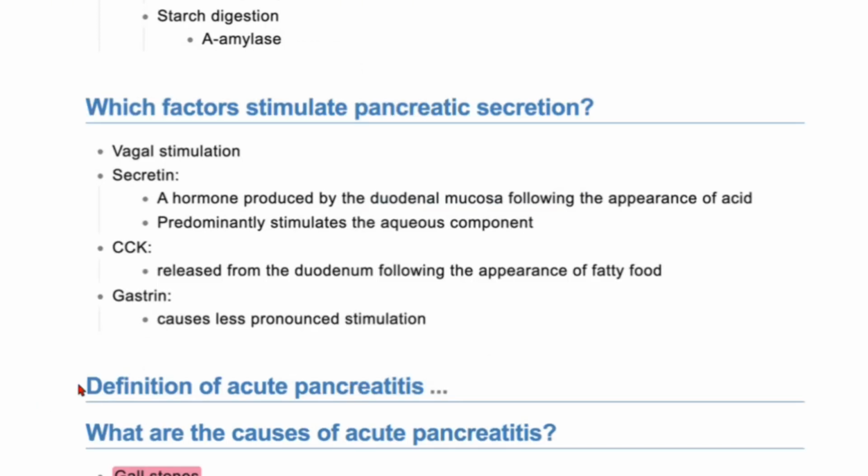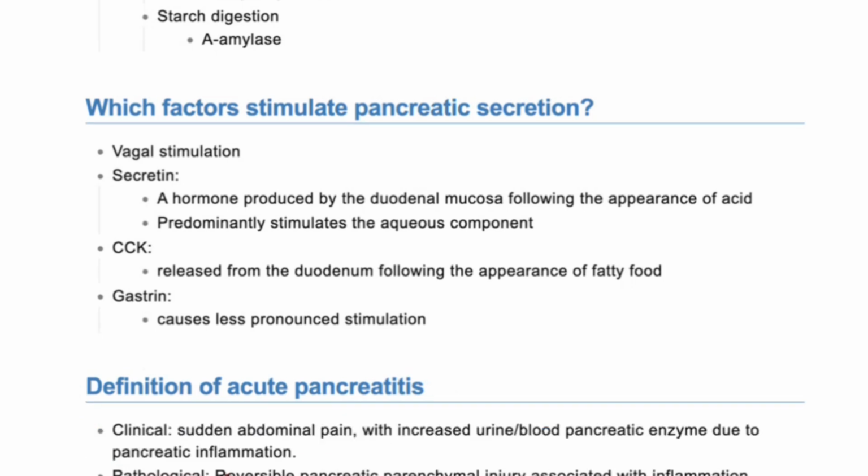Definition of acute pancreatitis, I think you've given a good answer, but you need to polish this a little bit. You need to make it quick and slick. I like that you classify into clinical and pathological. The clinical is just explaining what actually happened: sudden severe central abdominal pain with increased urine and blood pancreatic enzymes due to pancreatic inflammation. As simple as that. And pathological, it's reversible pancreatic inflammation or injury.